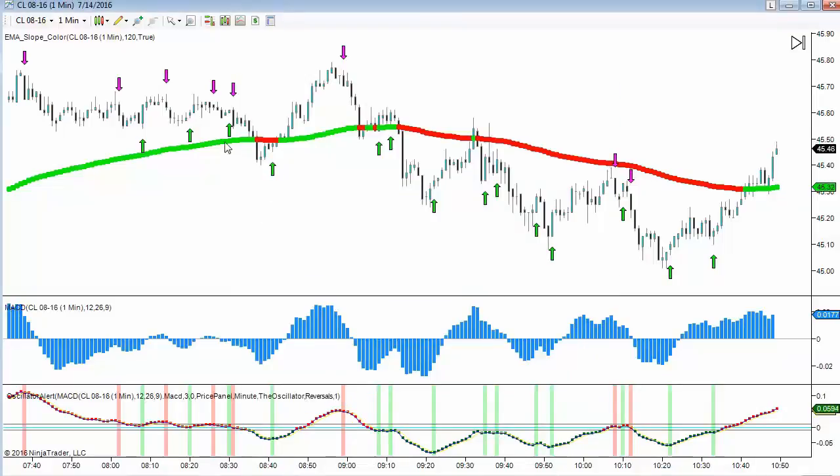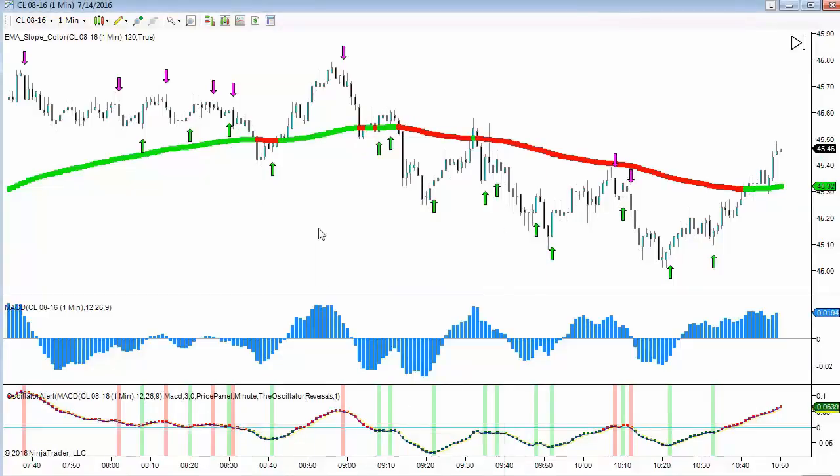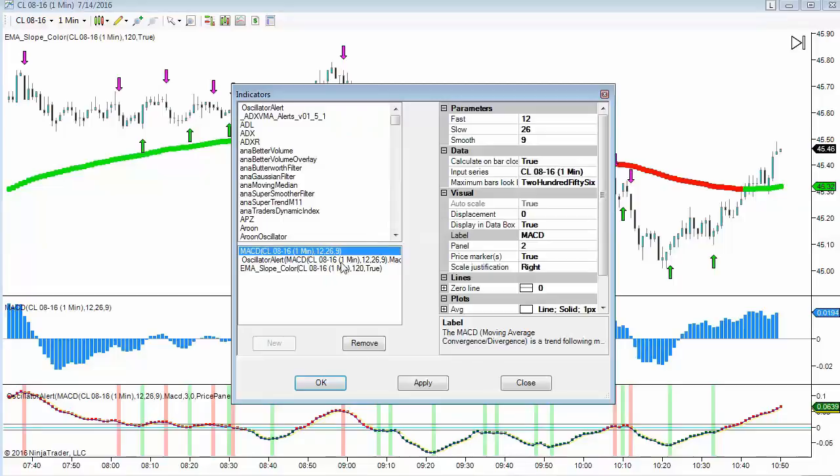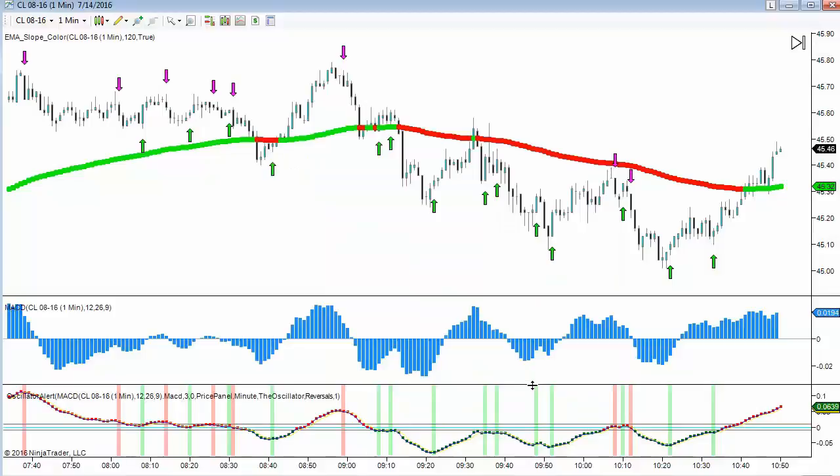Now, I've got 2 free indicators on here. One is the oscillator alert. The other is the one that you've seen me throw out there before. It's the EMA slope color. And I like the 120. Your mileage may vary and you can change it as you go. But here we're starting to build a trading plan.